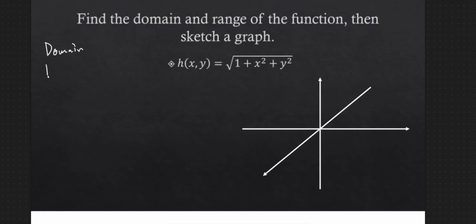We need 1 plus x squared plus y squared to be greater than or equal to 0. We could mess with this a little bit, but we could also just recognize x squared is greater than or equal to 0, y squared is greater than or equal to 0 because it's the square of a real number, and then 1 is strictly greater than 0. And so this is always strictly greater than 0 and certainly greater than or equal to 0. And so any values of x and y will work. And again, our domain is all of the xy plane.